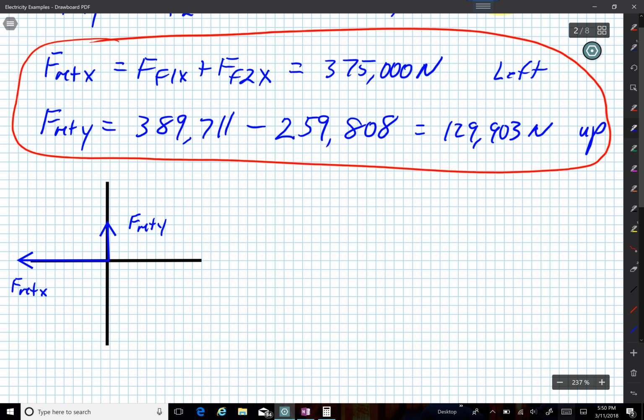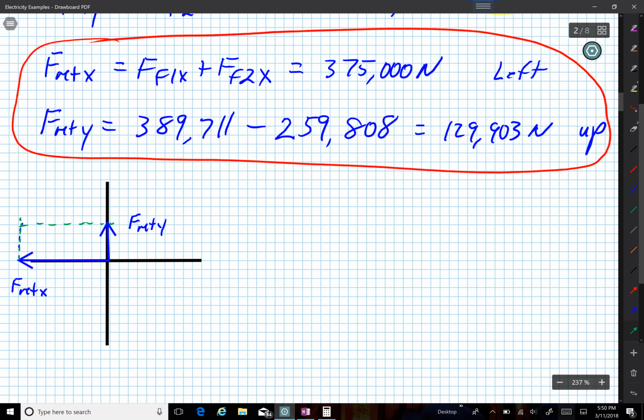Okay? And I need to add those together, and I do that by making the box using those two vectors as my markers for the boxes. And then the vector that goes between those is my F net vector. Here's F net. And I need to figure out this angle here, theta. We'll call that theta.